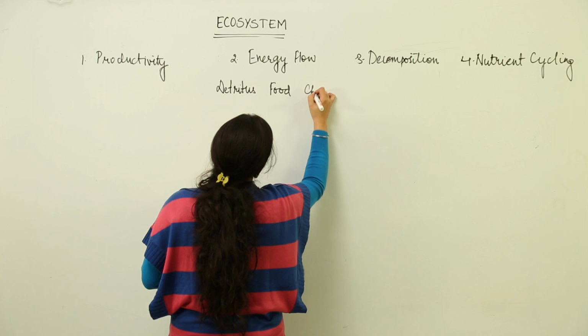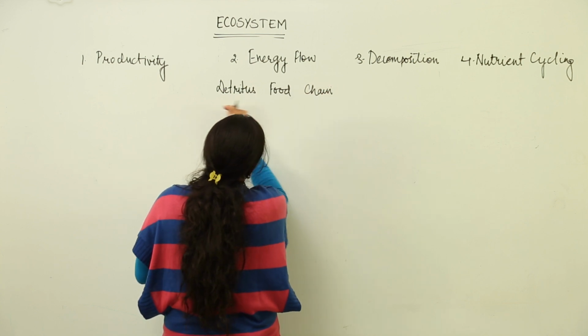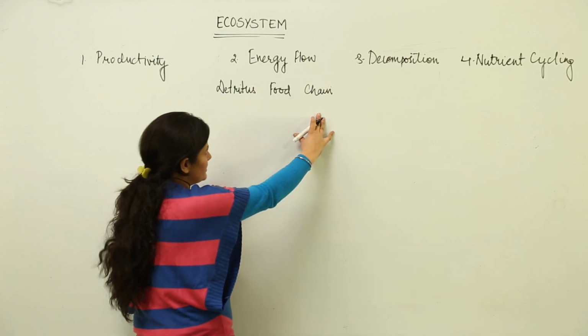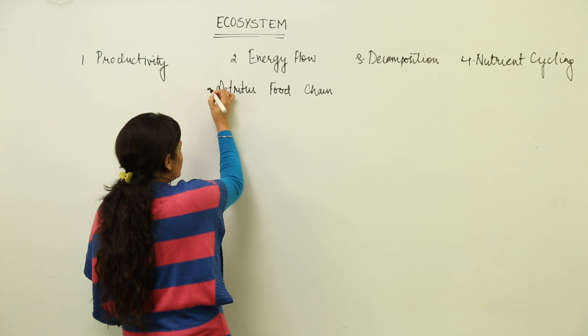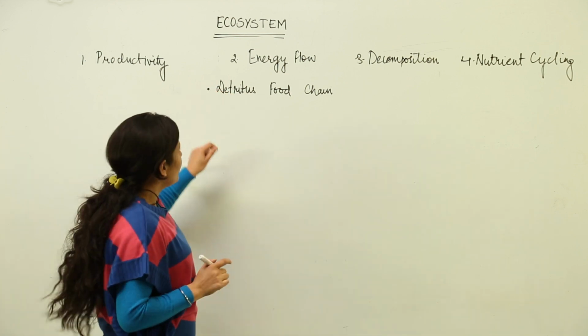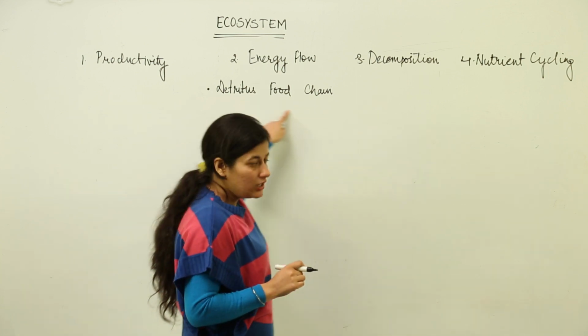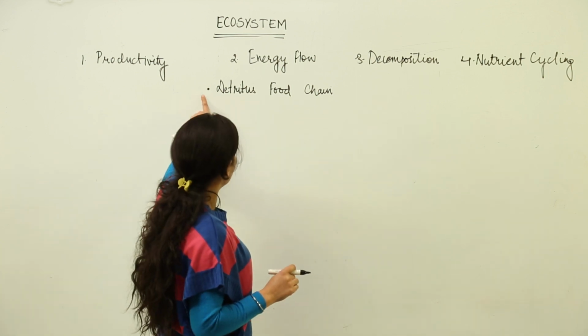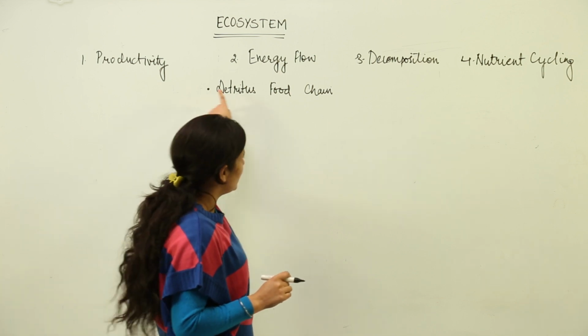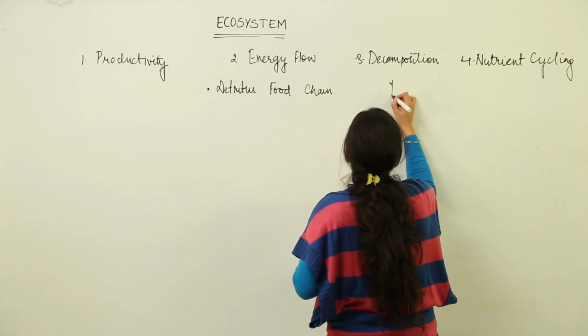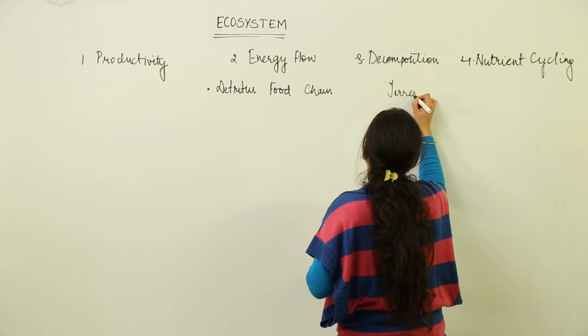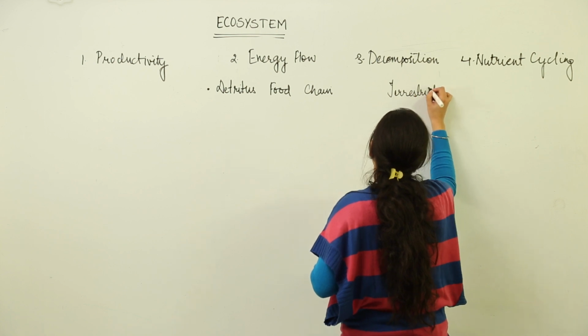See, understanding the ecosystem from the food chain point of view makes it quite easy. So we are going to take the detritus food chain. Also remember one thing, that the detritus food chain is the main source of flow of energy, or the main process by which the energy flow takes place in a terrestrial ecosystem. All right.